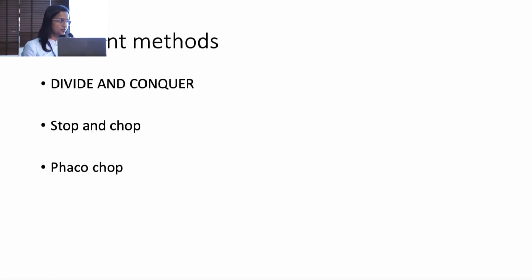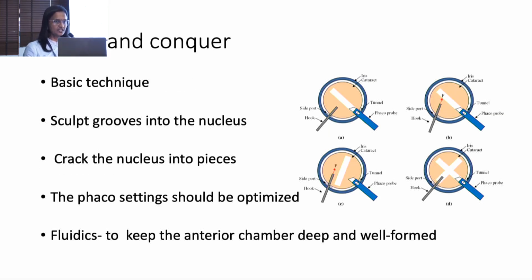The different methods of phacoemulsification are divide and conquer, stop and chop, and phaco chop. Divide and conquer is the basic technique. That is the best method to start your surgery with. In this we are sculpting a groove into the nucleus and cracking it into pieces. The ideal position of the phaco probe and the second instrument is 2 clock hours away from each other. It will allow you ease of manipulation.